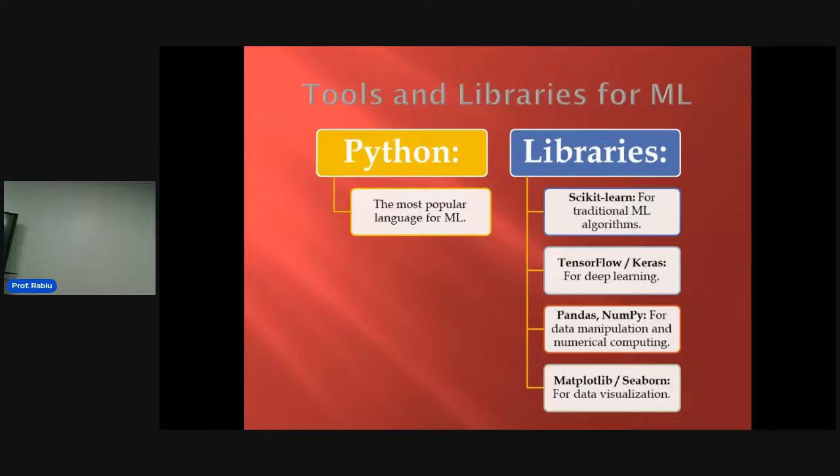We have deep learning, data manipulation and numerical computing, and data visualization. These are different types of libraries we can use. What are the contents of these libraries? We have a number of functions, algorithms, formulas, and models, all in these libraries, that can be used. You look at what your area is, then select the library, select the function, apply it, and make some tweaks until you get the right result.